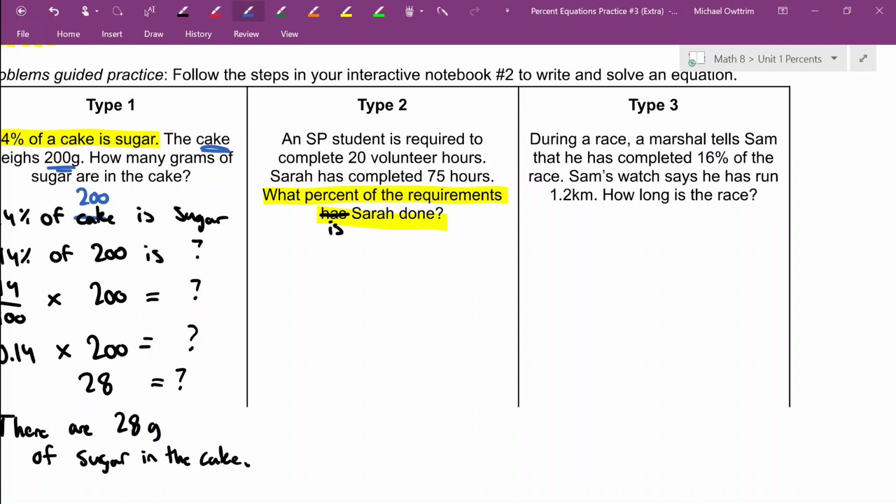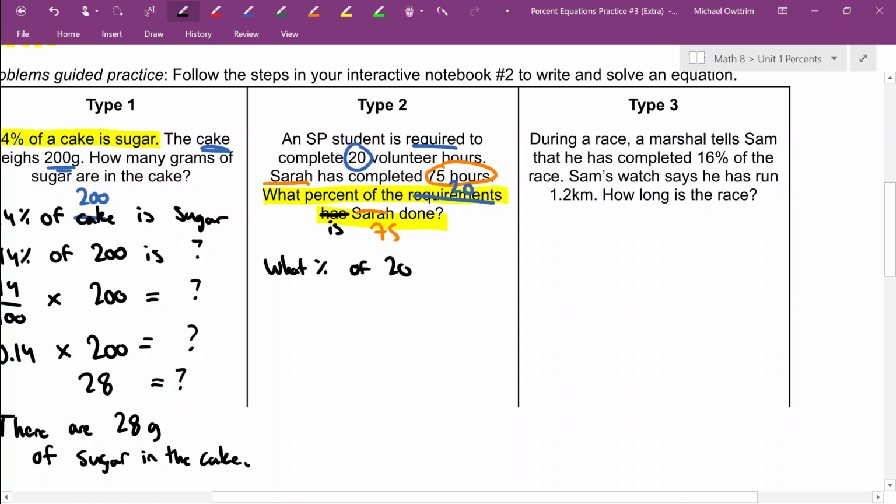And we can fill into that our numbers. So we know that we're required to do 20. So what percent of 20? And we know that Sarah has done 75. So we can replace Sarah with 75. And let's write out our simple sentence. What percent of 20, the requirements, is 75.